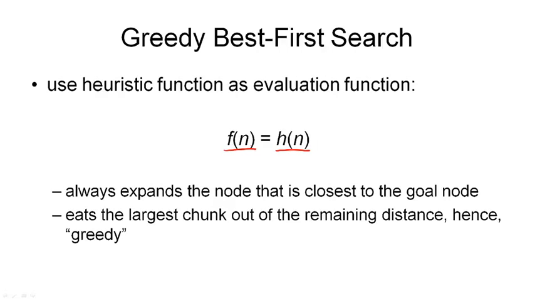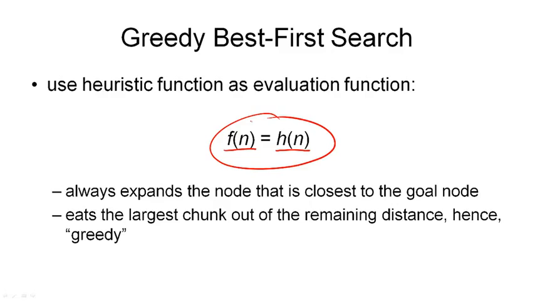But greedy best first search simply equates the two and uses the heuristic function to give us a search strategy immediately. The result is an algorithm that always expands the node that is closest to the goal node next. The algorithm is called greedy because it always tries to take the largest chunk out of the remaining distance to the nearest goal node. It tries to get to the goal node in as few steps as possible. But since the number of steps isn't necessarily the cost of a path, this is not necessarily the optimal strategy.